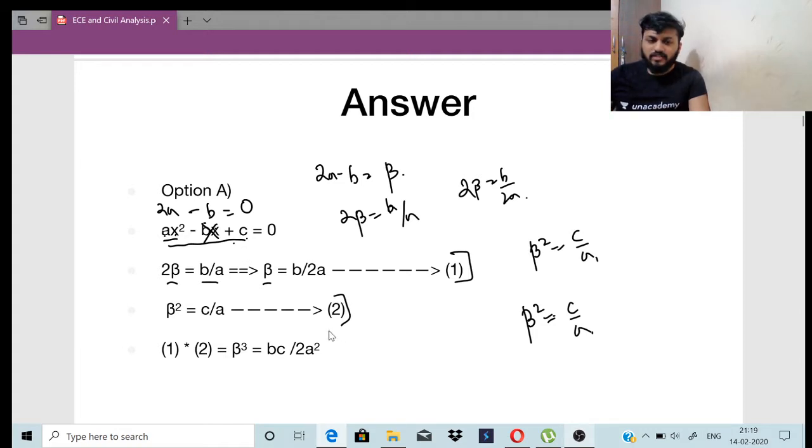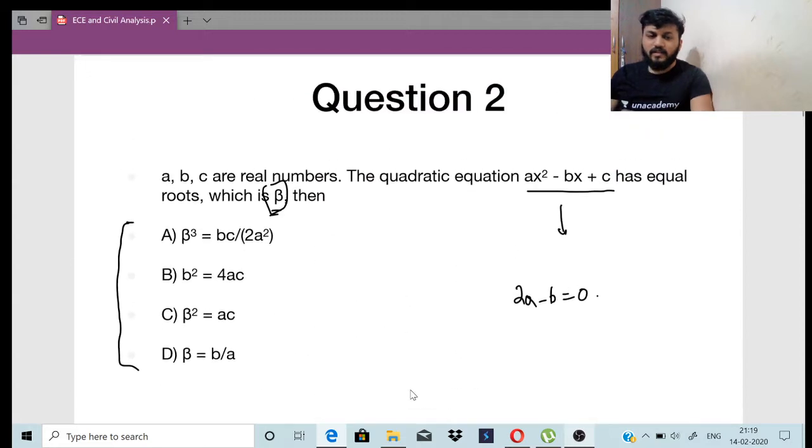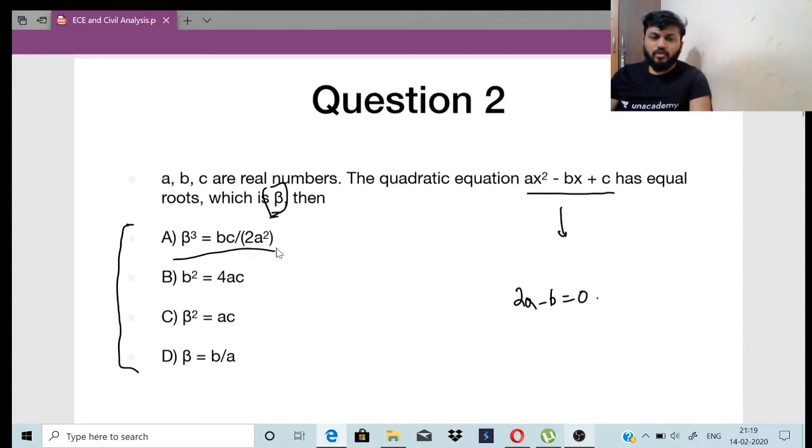So this is equation 1, this is equation 2. Multiply 1 into 2: beta into beta, beta cube, equals b by 2a into c by a, which is bc by 2a square. So beta cube equals bc by 2a square. The option A.